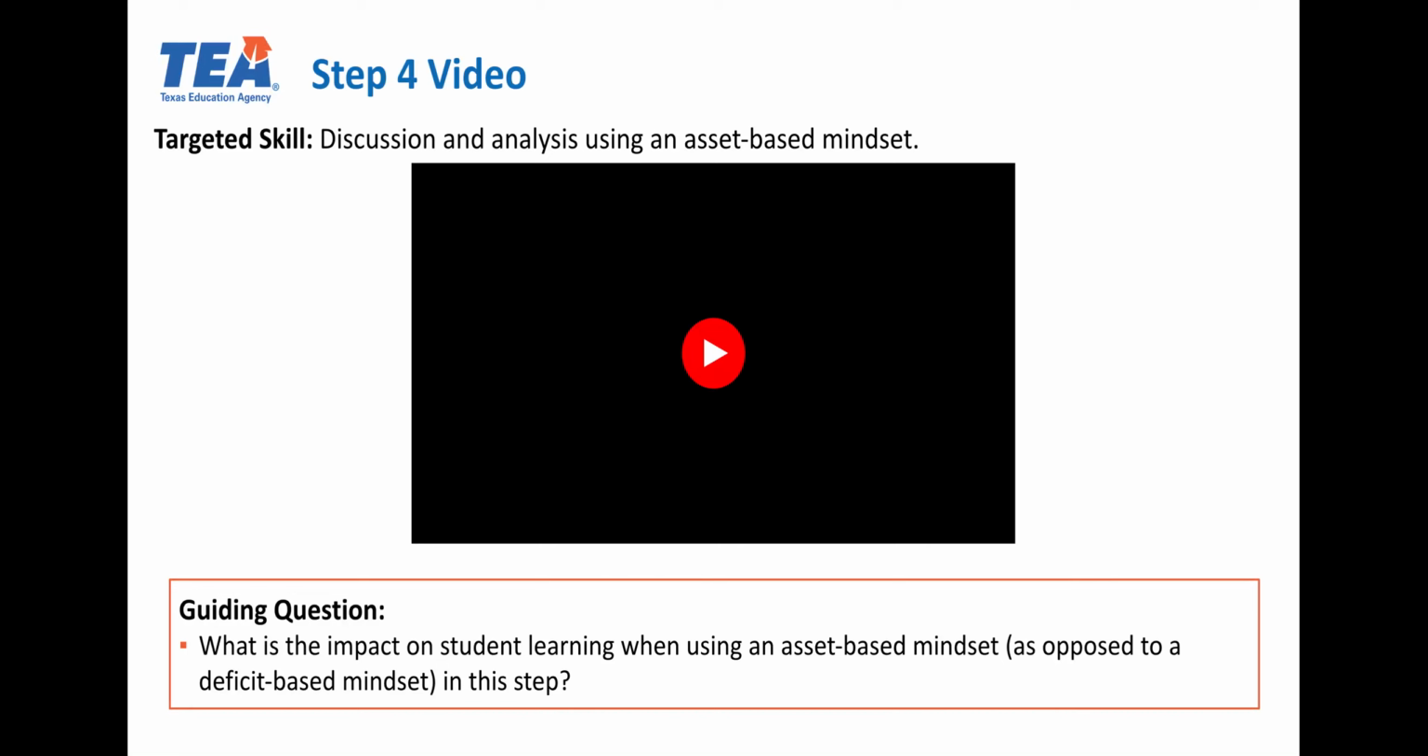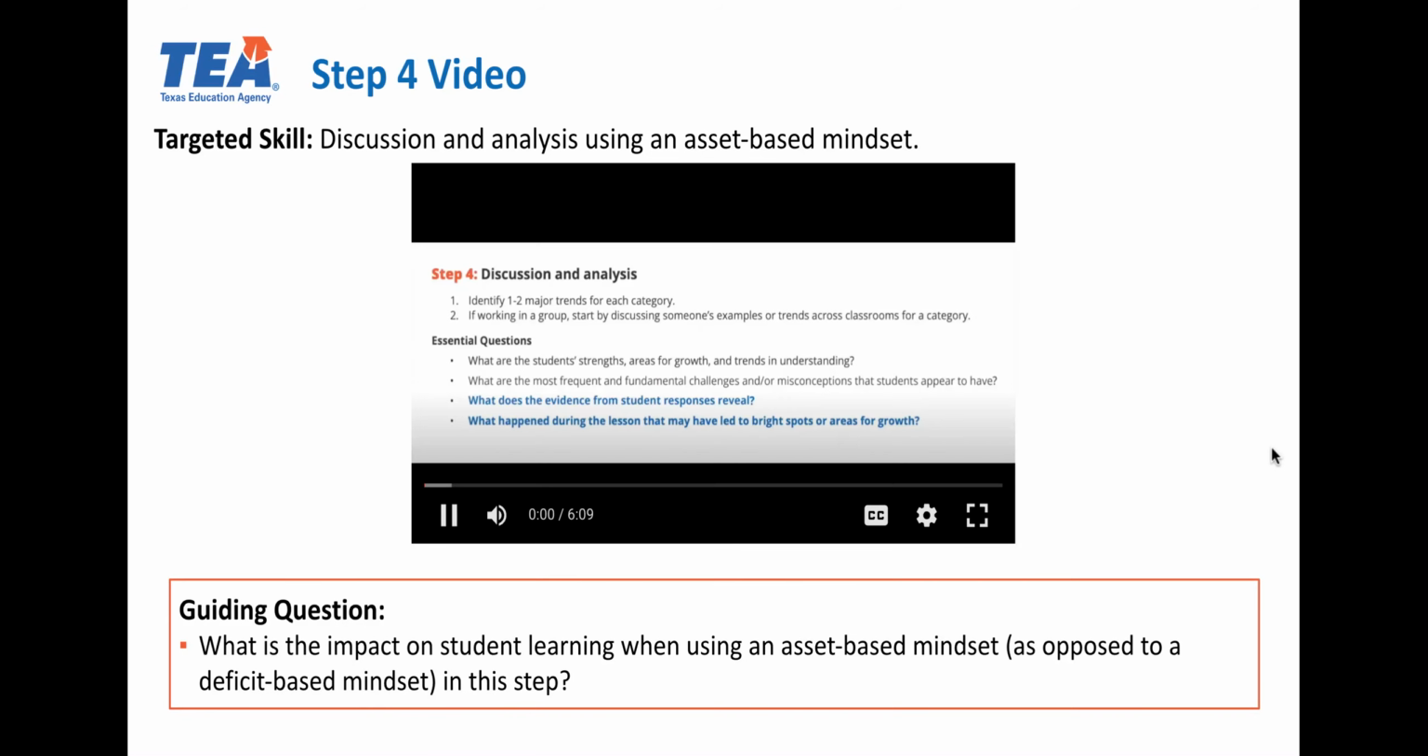What we're going to do is watch this video, and you're going to see how this coach has practiced identifying trends using the asset-based mindset. And as you watch, I want you to reflect on the following questions in your guided notes. What is the impact on student learning when using an asset-based mindset for step 4? Step 4, discussion and analysis, is a direct branch off of the work done in step 3.